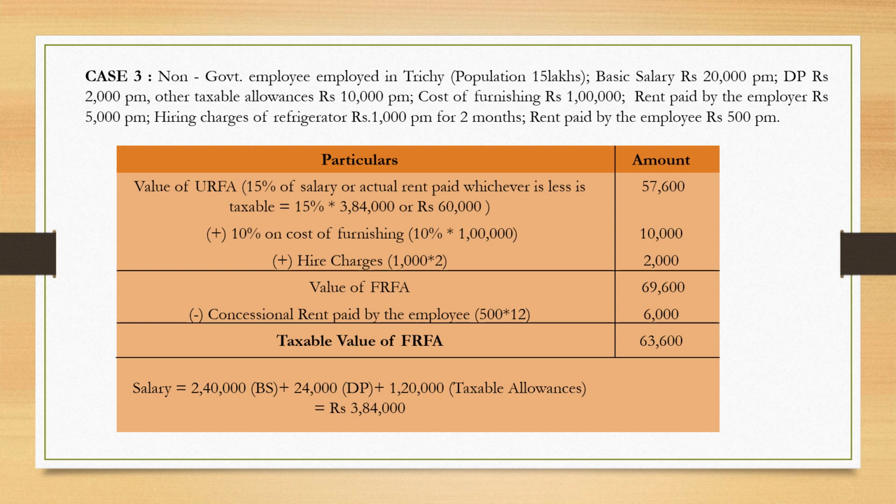Here, Mr. M also pays a concessional rent of 500 rupees per month towards the house. Hence, the total taxable value of furnished rent-free house will be the value of furnished house, that is 69,600, minus the concessional rent paid by the employee, which is 6,000. Totally, the taxable value of furnished rent-free house will be 63,600.